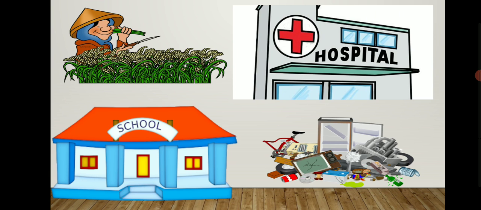So, children, the first picture tells us about the farmer. If there were no farmers, who would give us food grain? Second picture, if there were no schools, then who would teach us and how would we learn? Third picture, hospitals. Now, children, if there were no hospitals, tell me who would treat us when we fall sick? Fourth picture, if garbage were to pile up, children, then we would fall sick with the dirt around.